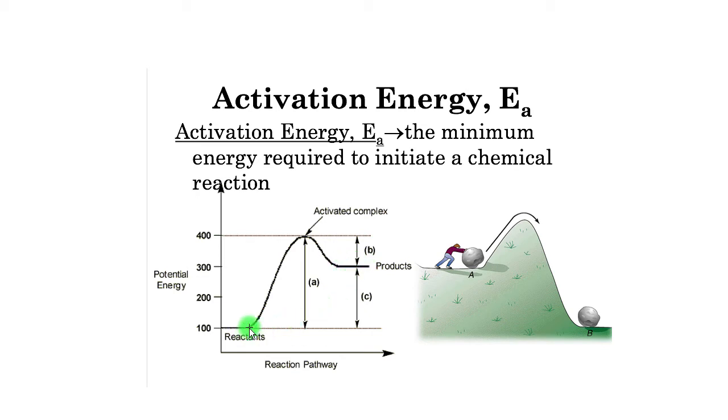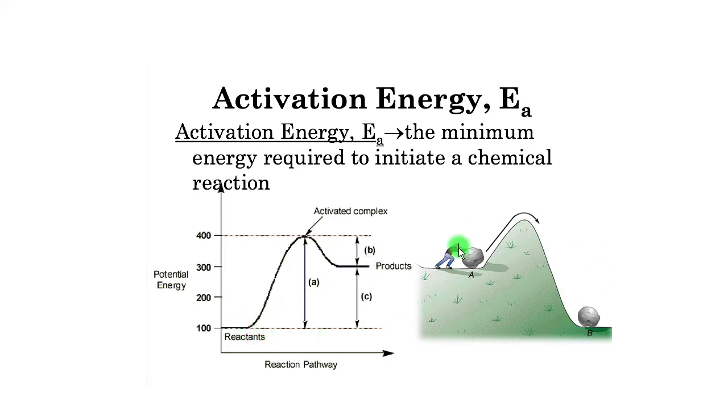So when we absorb energy, this would be considered an endothermic process. So point C here, this energy from 100 to 300 is the amount of energy that the reactants had to absorb in order to become products. So this is an endothermic process because we have more energy in the products than we do in the reactants.